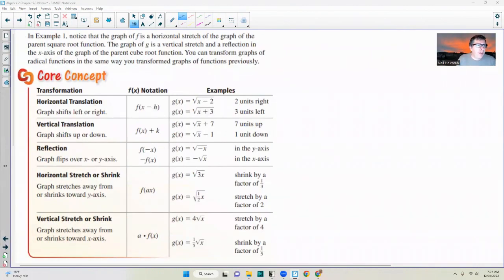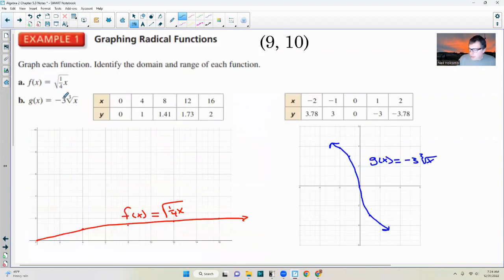Okay, so in example 1, notice that the graph of f is a horizontal stretch of the graph of the parent square root function. So let's take a look at what they mean by that. So here is the square root of 1/4 x. If I were to graph the parent function, let's call it h of x, just the square root of x, well, the square root of 0 is 0. The square root of 4 is 2. The square root of 9 is 3. The square root of 16 is 4. So this would curve up like so.